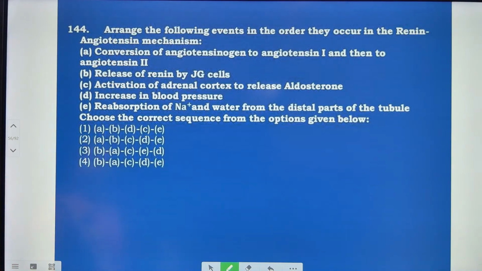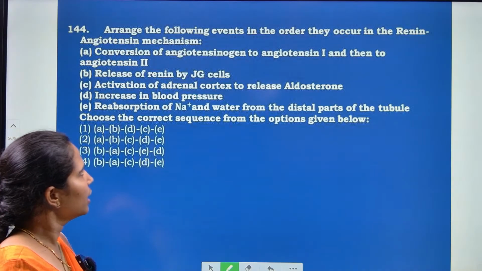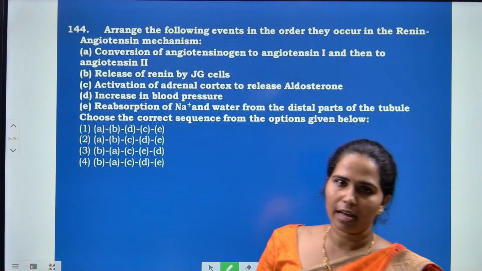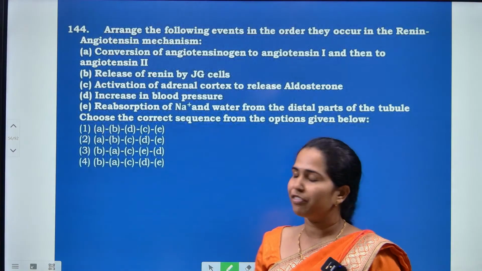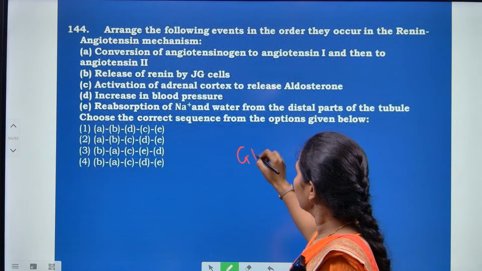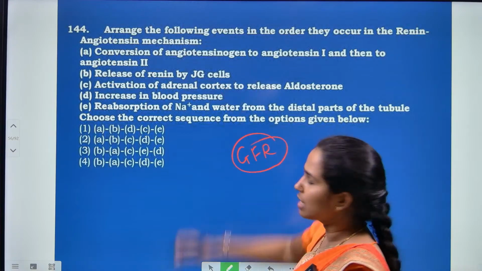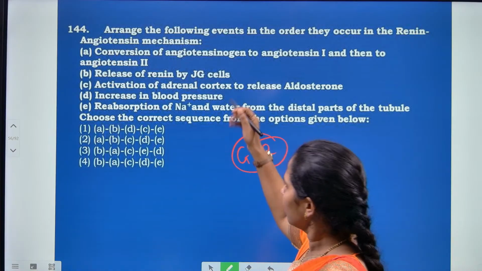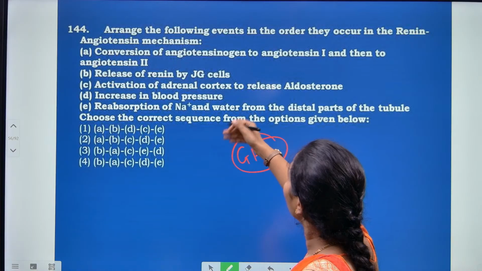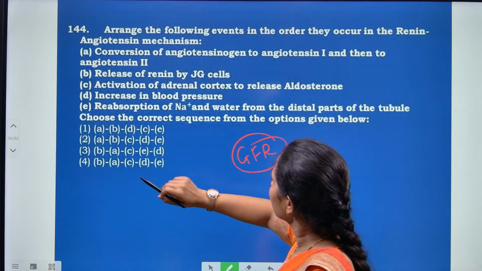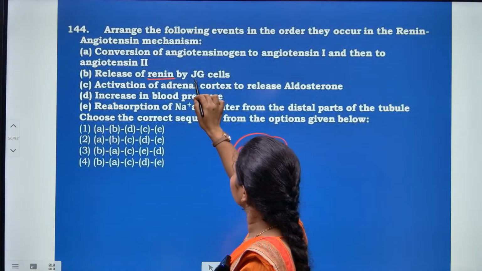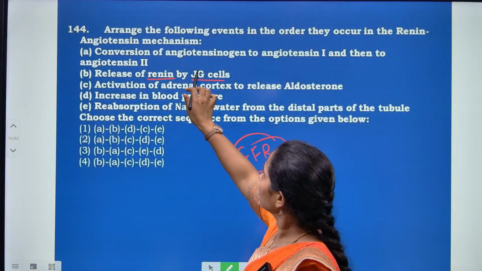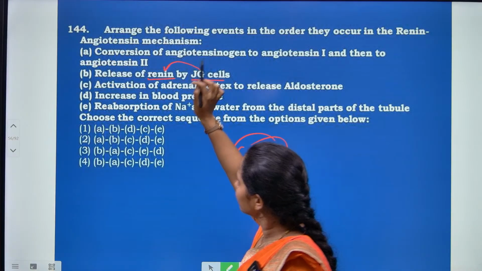Next, the arrangement of the following events in the order they occur in the renin-angiotensin mechanism. This renin-angiotensin mechanism is a mechanism in order to increase the GFR, that is the glomerular filtration rate here. To increase the GFR, there is a mechanism called the renin-angiotensin mechanism. You have to first write the sequence order-wise, you have to arrange it. The first one is the release of renin by the JG cells. JG is nothing but juxtaglomerular cells. Juxtaglomerular cells will release what? Will release the renin here.